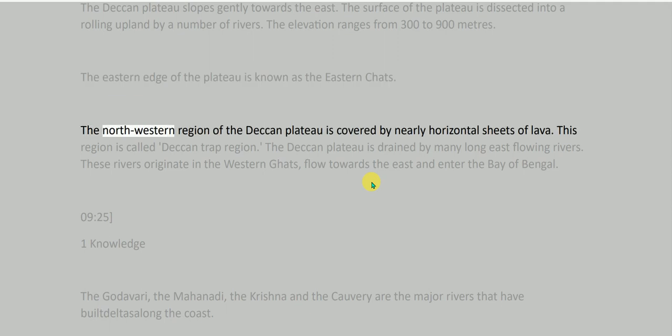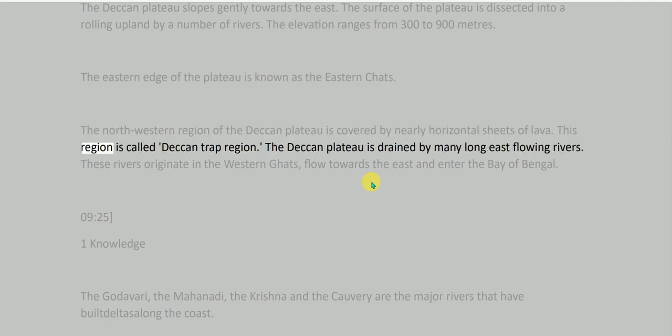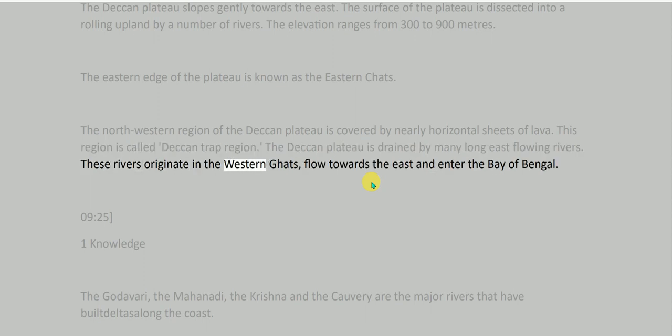The northwestern region of the Deccan Plateau is covered by nearly horizontal sheets of lava. This region is called the Deccan Trap region. The Deccan Plateau is drained by many long east-flowing rivers. These rivers originate in the Western Ghats, flow towards the east and enter the Bay of Bengal.